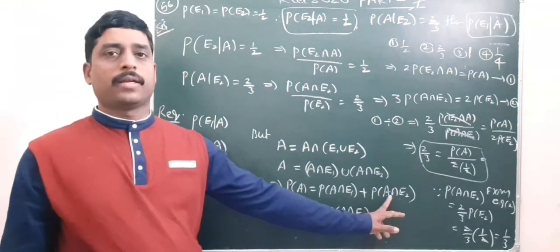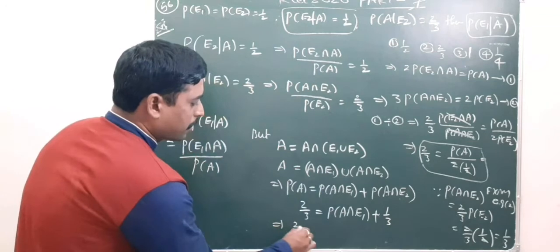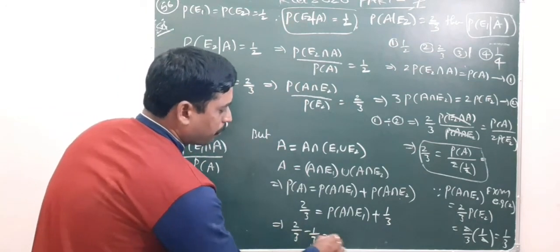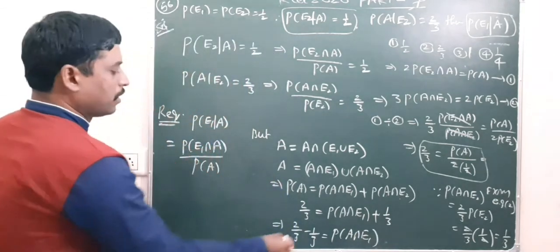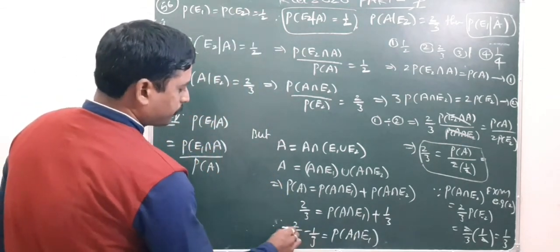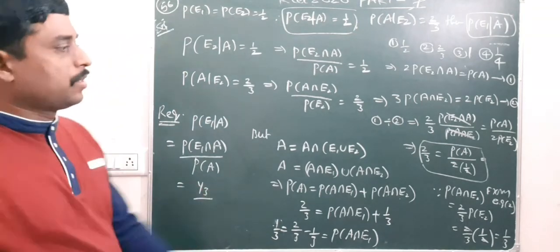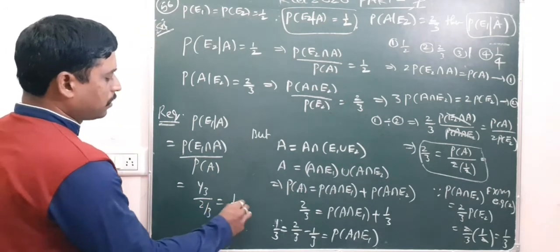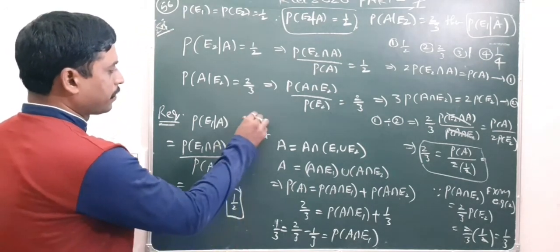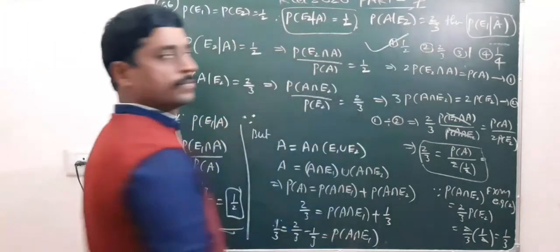So P of A intersection E2 value is 1 by 3. Now we get 2 by 3 minus 1 by 3 is equal to P of A intersection E1. Therefore, this is nothing but 1 by 3. Therefore, 1 by 3 divided by P of A, whose value we got as 2 by 3, so 1 by 3 by 2 by 3, answer is 1 by 2. So the answer is 1 by 2, first option correct.